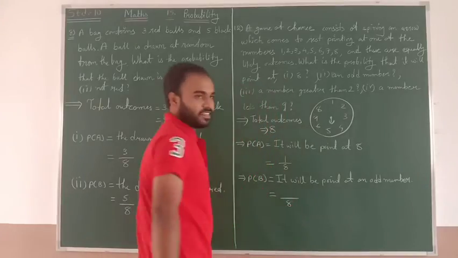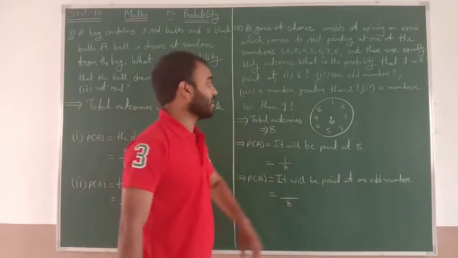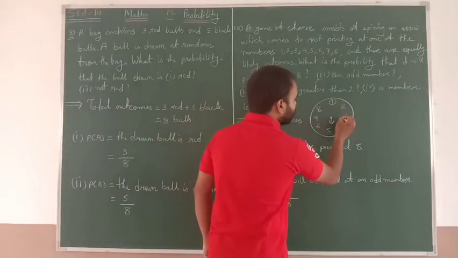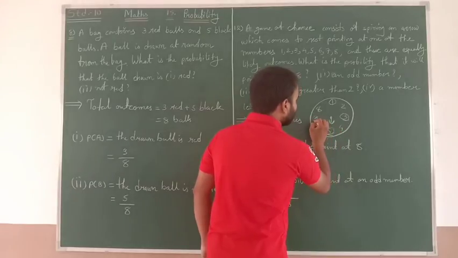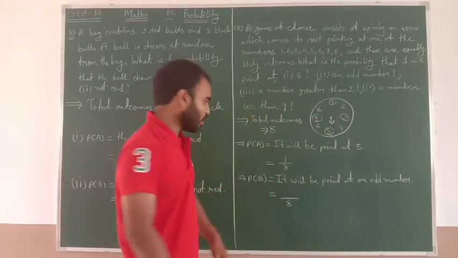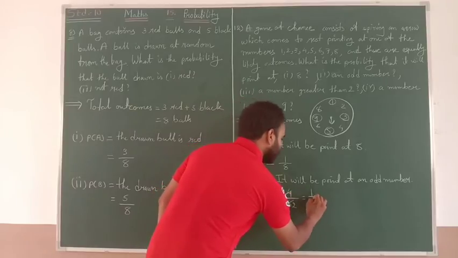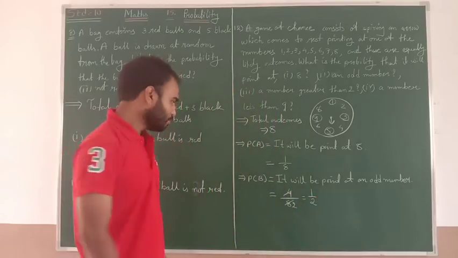Total outcomes are 8. Now it will be P of getting an odd number. So from 1 to 8, how many odd numbers are there? This is 1, 3, 5, 7. 4 odd numbers are there. So the answer will be 4 by 8, that is equal to 1 by 2.